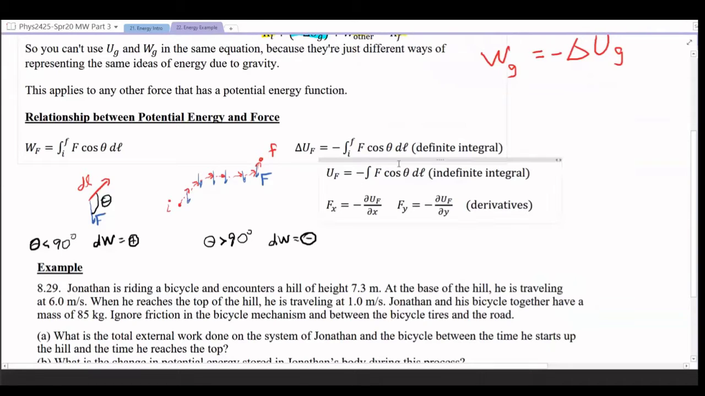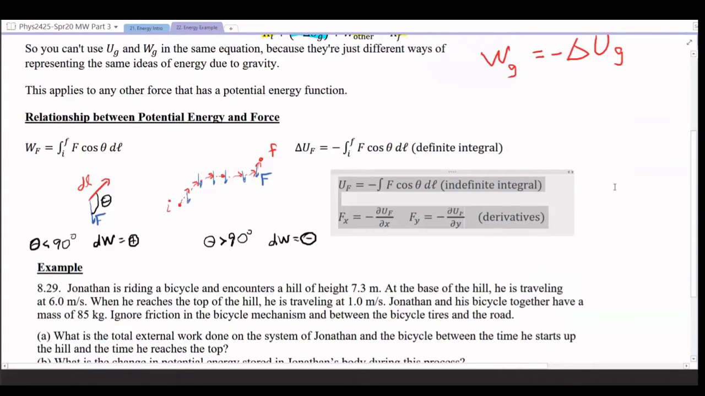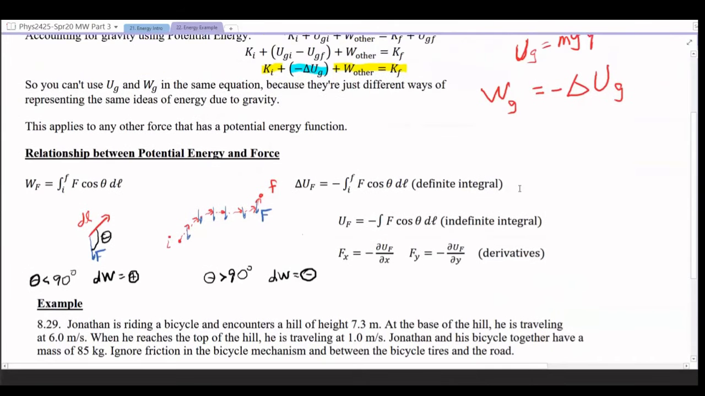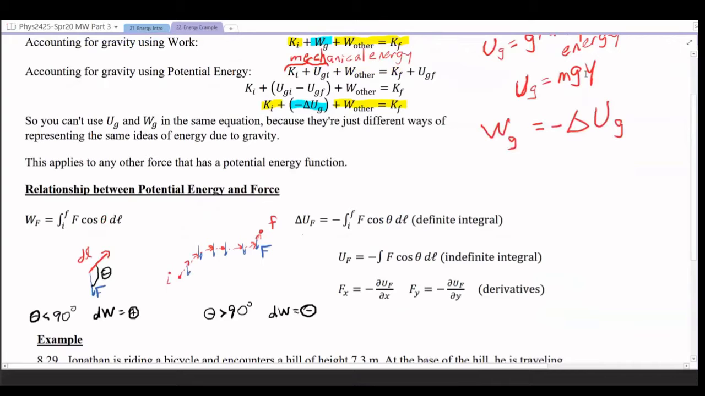The cool thing about potential energy is you can define the idea of potential energy without a definite path. So you take away the boundaries here and call it an indefinite integral, and all of a sudden you have a way of defining a function U, the potential energy function for a particular force. And that's how we end up defining U sub g as mgy.